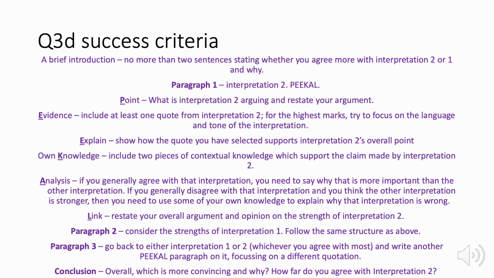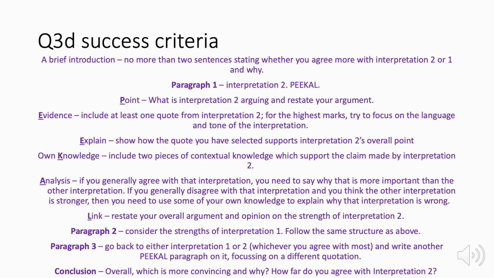So you have a very brief introduction stating whether you agree more with interpretation 2 or 1 and why. That's the key thing that a lot of students forget. For the 16 marker, you have to be focusing on both interpretations. I know it only says how far do you agree with interpretation 2. You've got to focus on interpretation 2 and interpretation 1.